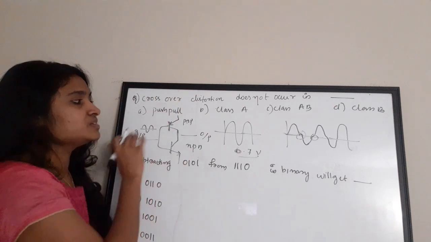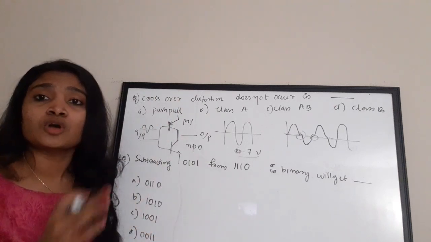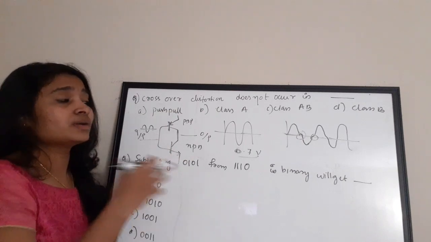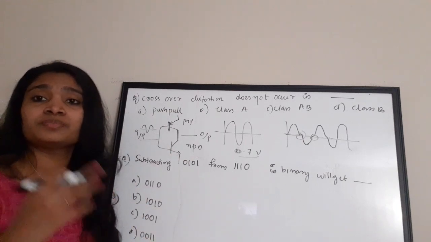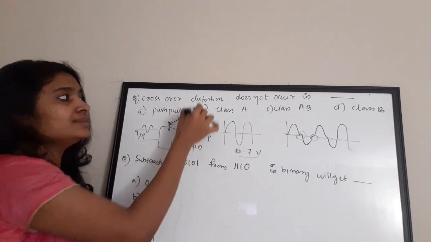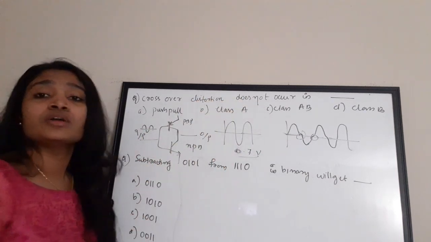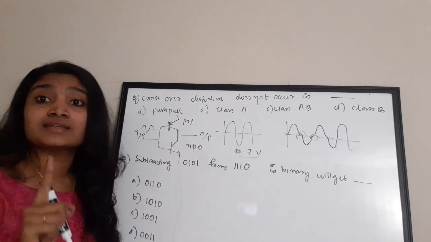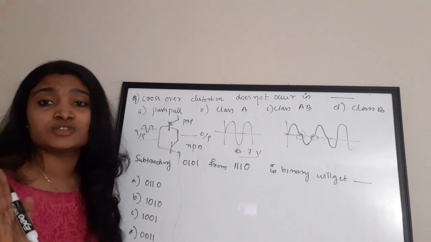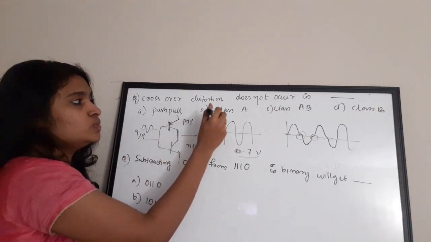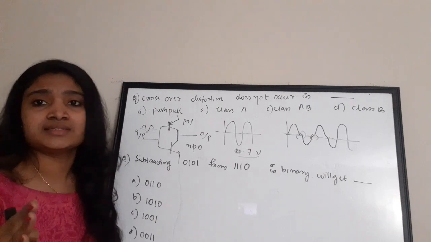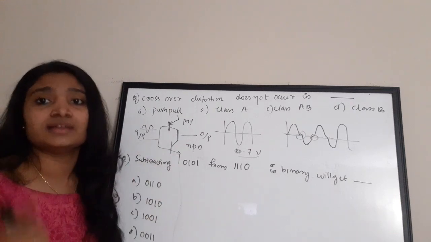And this crossover distortion is seen in complementary circuits like this. For example, push-pull circuits or class B and class AB types of transistors use this complementary configuration. But in class A, there is no such configuration and hence class A doesn't have crossover distortion. So the answer for this question is option B, which is class A amplifier. I hope the concept of crossover distortion is clear to you now.